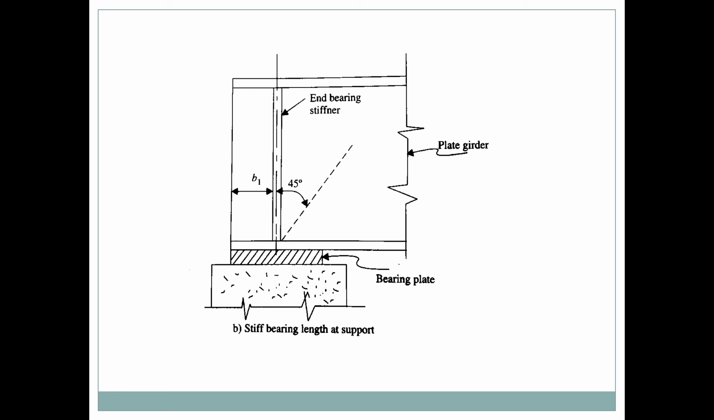So see the diagram, this is our end bearing stiffener diagram. For the plate girder, we mark the 45 degree, then b1, then the bearing plate, then the stiffener length at the support. Okay, see the diagram, I hope you can understand.